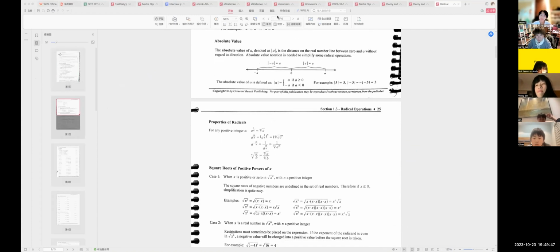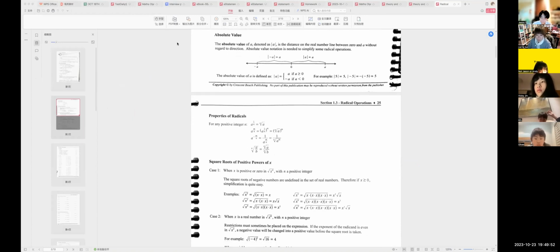Okay, so let's take a look at something harder. Properties of radicals.